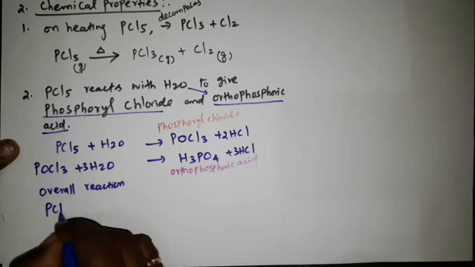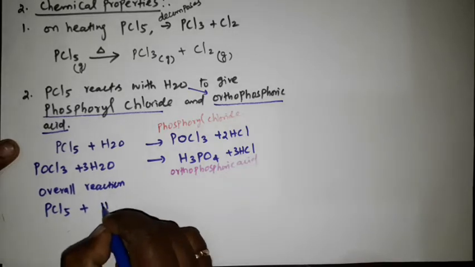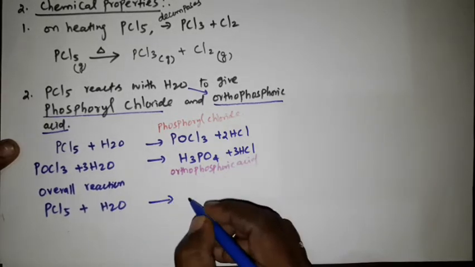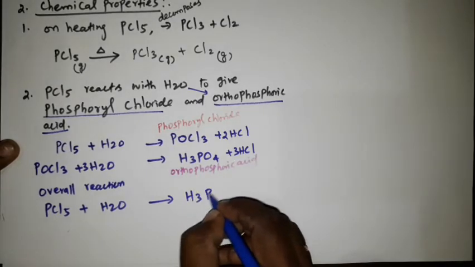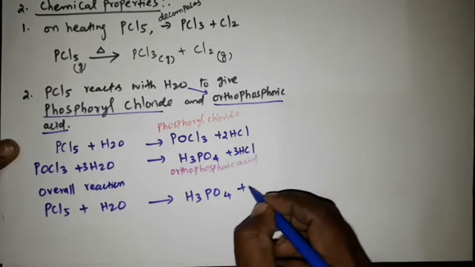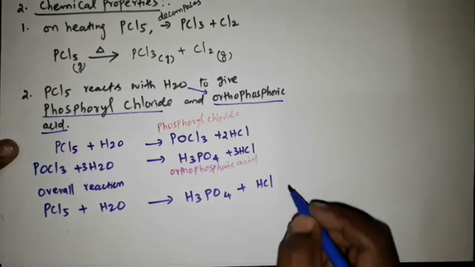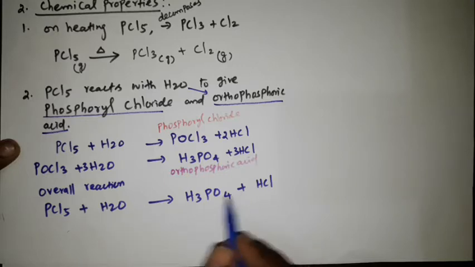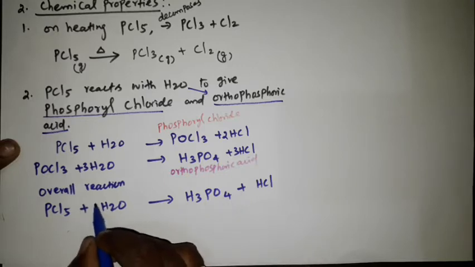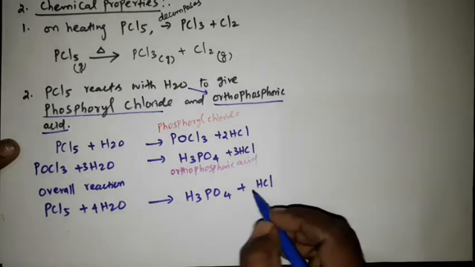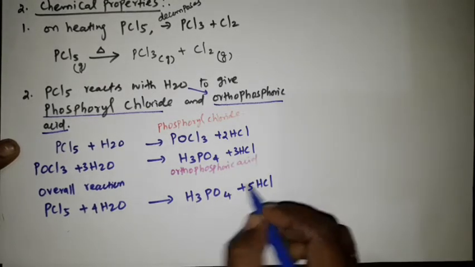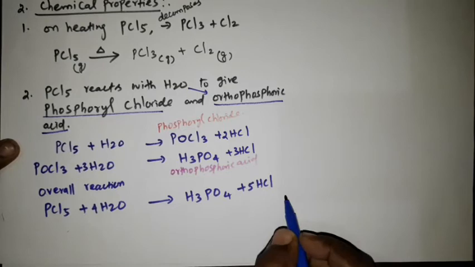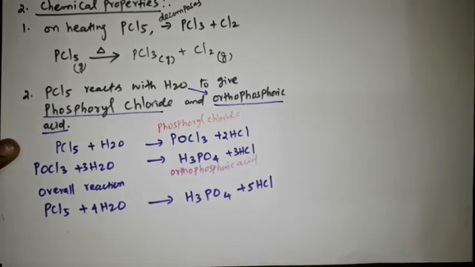PCl5, that is phosphorus pentachloride plus H2O, we will get orthophosphoric acid, that is H3PO4 plus HCl, hydrochloric acid. Okay, now balance the equation, put 4 here, then here put 5. So 8 hydrogen, here also 8 hydrogen. So now the equation is balanced. Okay, so this is the overall reaction.